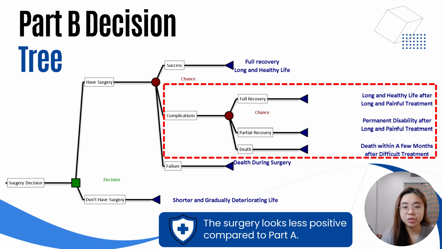If the patient declines surgery, the outcome is certain. Her health will gradually worsen. Compared to Part A, this decision tree represents a more complex structure. Although the surgery still offers the potential outcome of a long and healthy life, the second physician gave negative potential consequences, that the surgery might lead to complications. The significant suffering from the complications makes the surgery less attractive. Thus, the surgery looks considerably less positive compared to Part A.